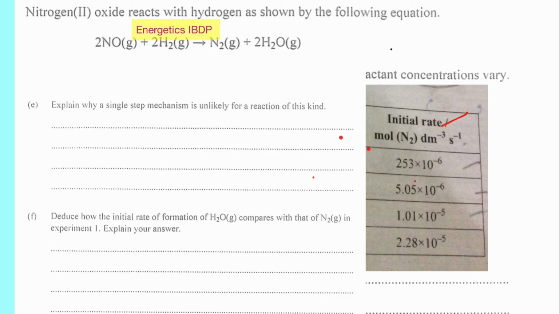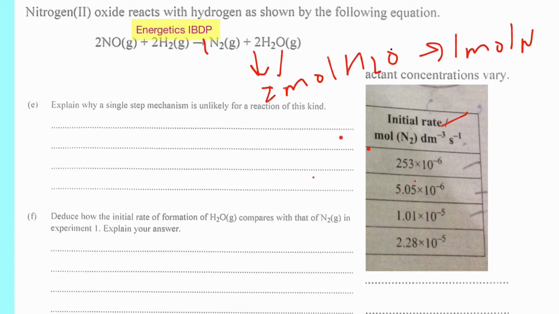As you can see in this equation, 2 moles of H2O is there. So 2 moles of H2O forms 1 mole of nitrogen. So 2 moles of H2O and 1 mole of nitrogen are formed. In this way it is formed. So H2O formation is double that of N2. So we can say the formation of H2O is 2 times that of N2, because 2 moles of H2O are formed. So we can say in this way.